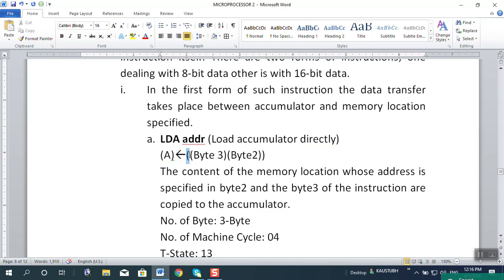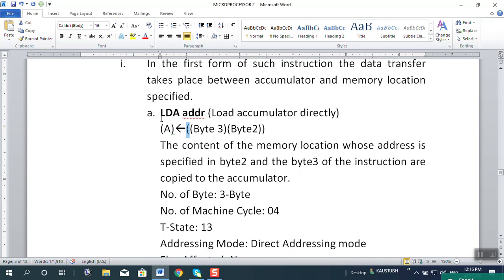So here I am using double brackets. The inner bracket is byte 3 and byte 2. Byte 3 and byte 2 of the instruction contain this address, and the outer bracket means the content of that memory location. So the meaning of this is that the content of the memory location whose address is specified in byte 2 and byte 3 of the instruction is copied to the accumulator. Therefore it is a 3-byte instruction.